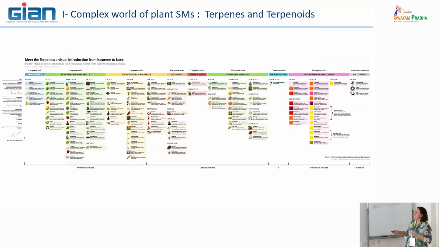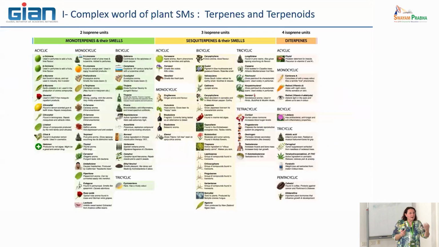And depending on their scaffold, whether it is easy or difficult to obtain, it will not be exactly the same program we need to engage to produce them. Okay.